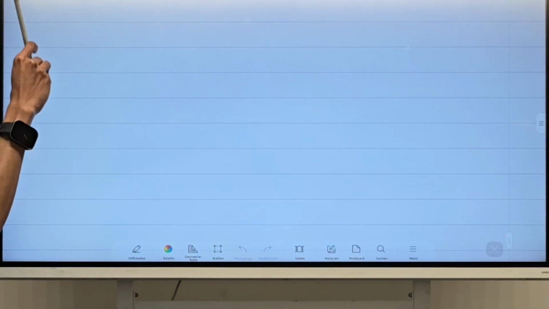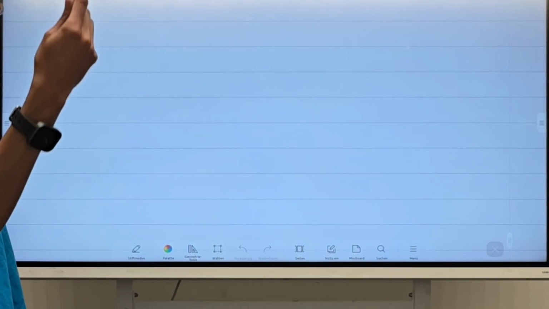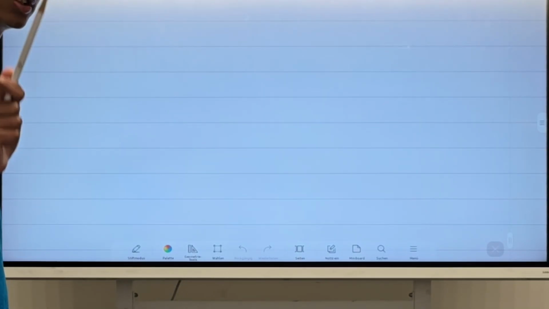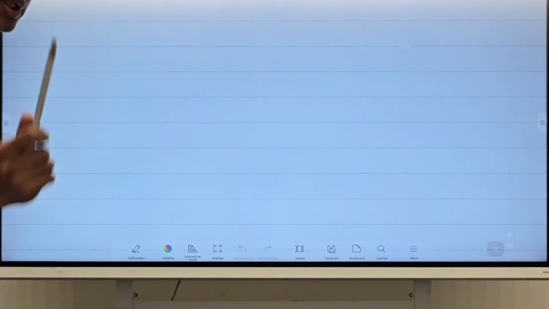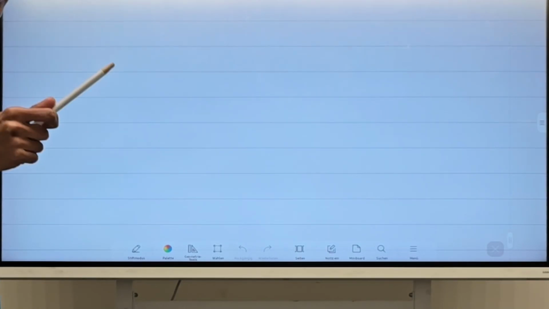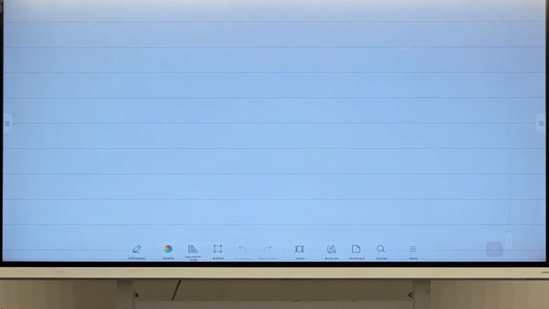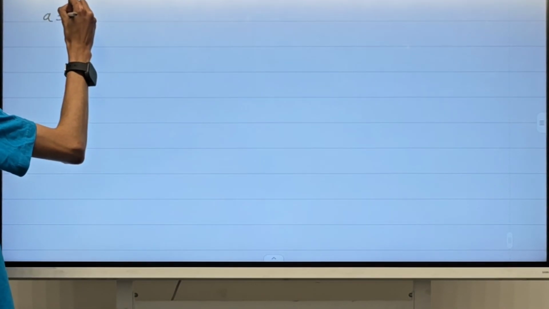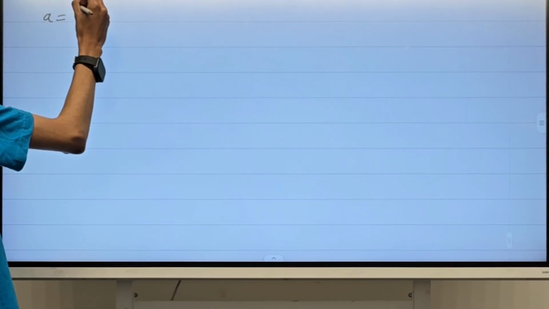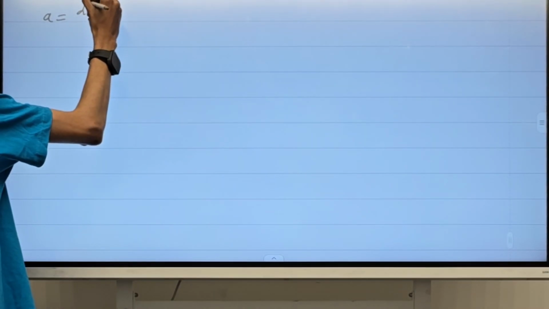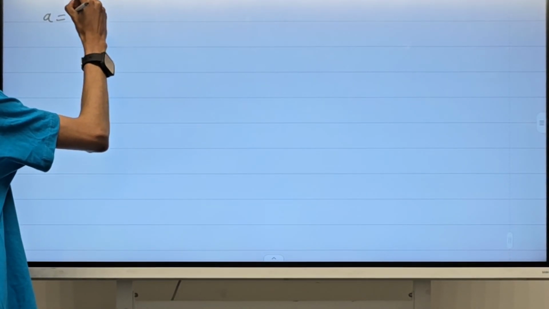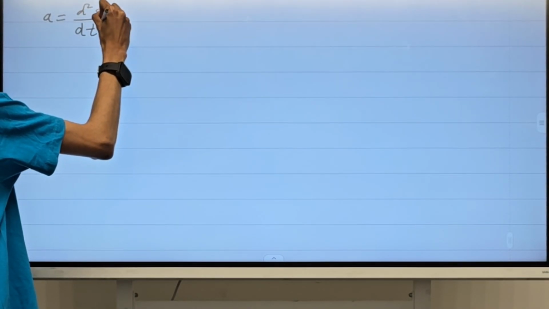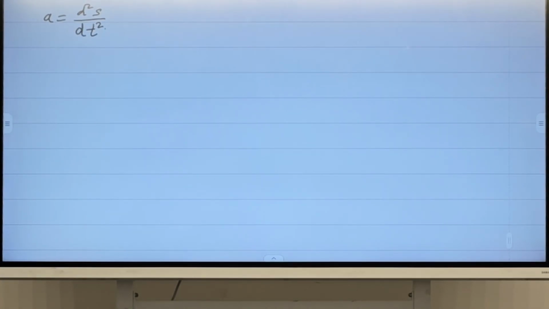So basically, acceleration is the rate of change of velocity, and velocity is the rate of change of position. That means that acceleration is the second rate of change of position. Let me write that down for you. a is equal to d squared s over dt squared. There we go.